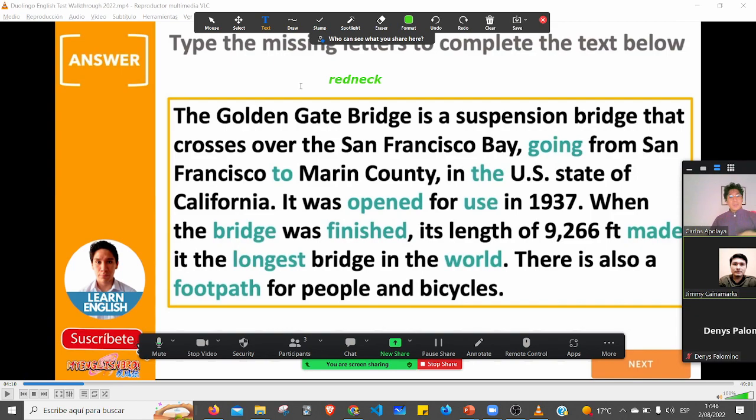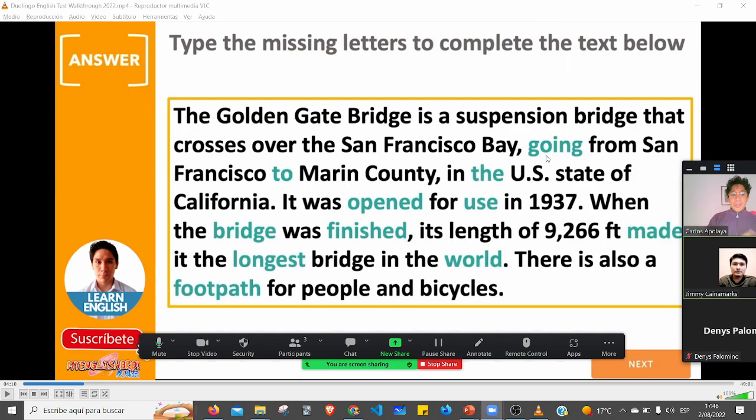Que son creados por ellos mismos para que vayan en sus rutas en los bicycles. So, ellos crean sus footpaths. Any questions? Antes de que continuemos el segundo ejercicio.